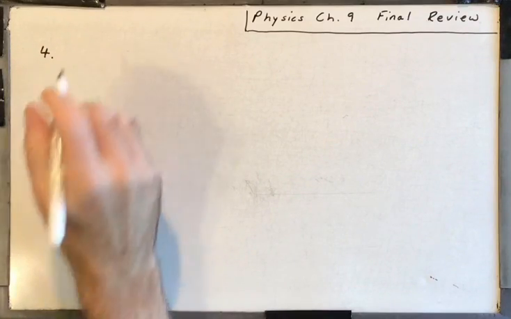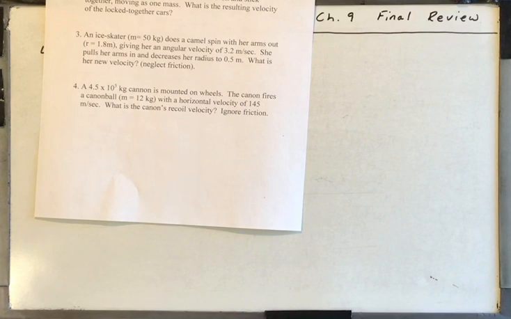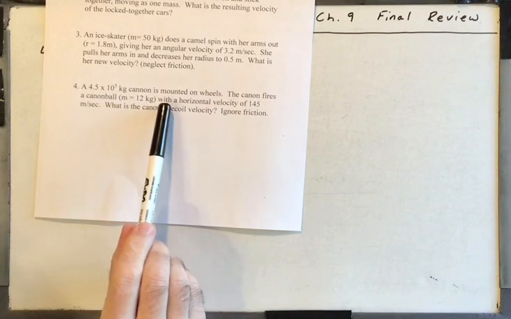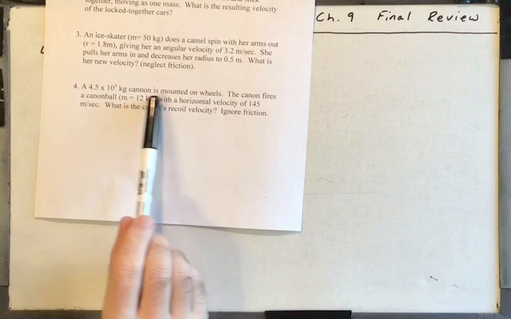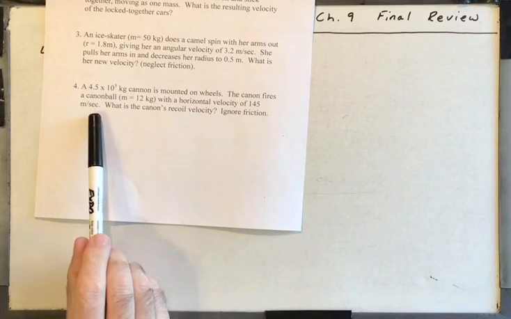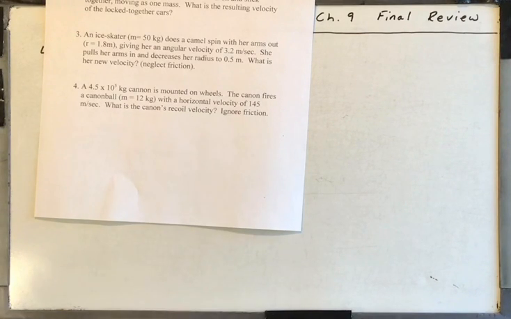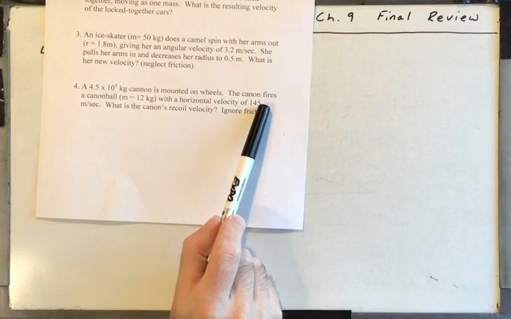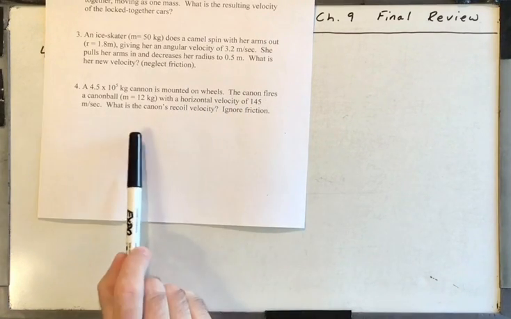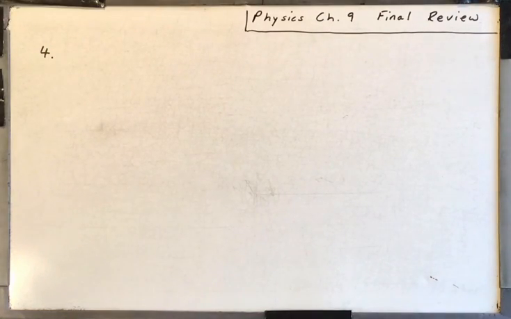All right, number 4 says a 4.5 times 10 to the 5th kilogram cannon, so really heavy, mounted on wheels. Cannon fires a cannonball with a horizontal velocity of 145 meters a second. What's the cannon's recoil velocity? All right, so the cannonball moves at 145 meters a second one direction. The cannon, which is monstrous, is going to scoot back in the other direction.